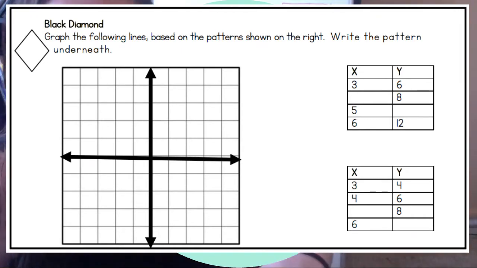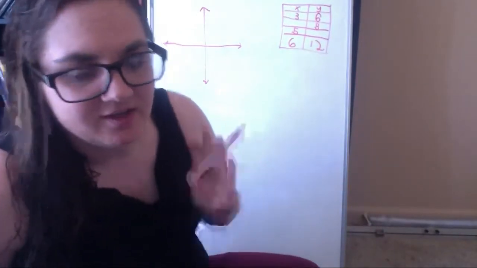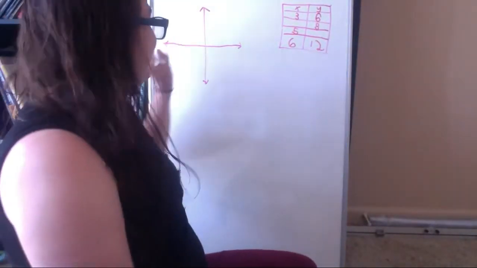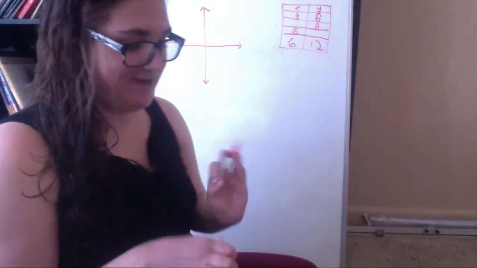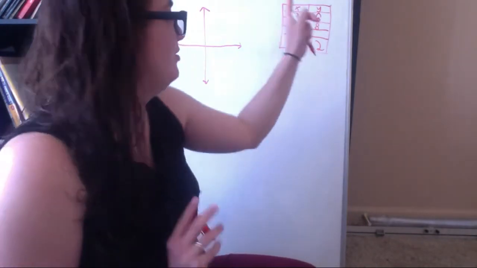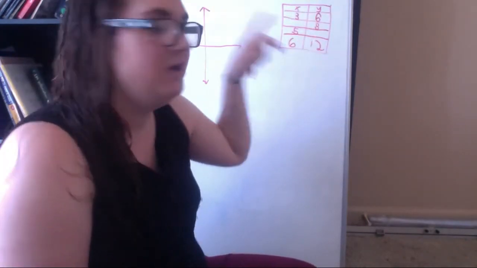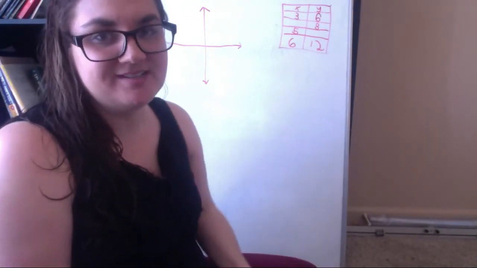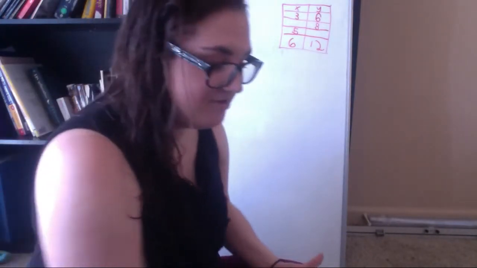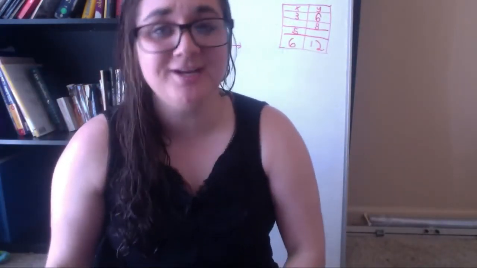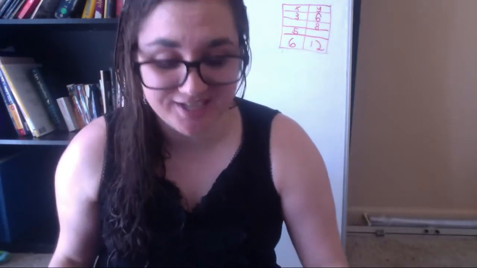And let's take a look at the board together. Okay, so the first thing we're going to do is completely ignore this coordinate plane. We do not need to worry about graphing. All we need to do is figure out what is going on with these ordered pairs. So I need to figure out what the pattern is between these. Now, you've been learning about patterns since you were in kindergarten, first grade, second grade, third grade, fourth grade. So patterns should not be new to anybody.